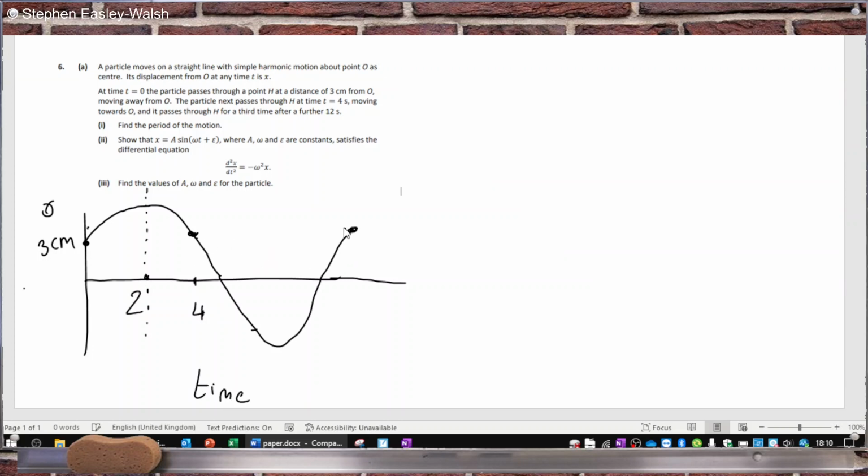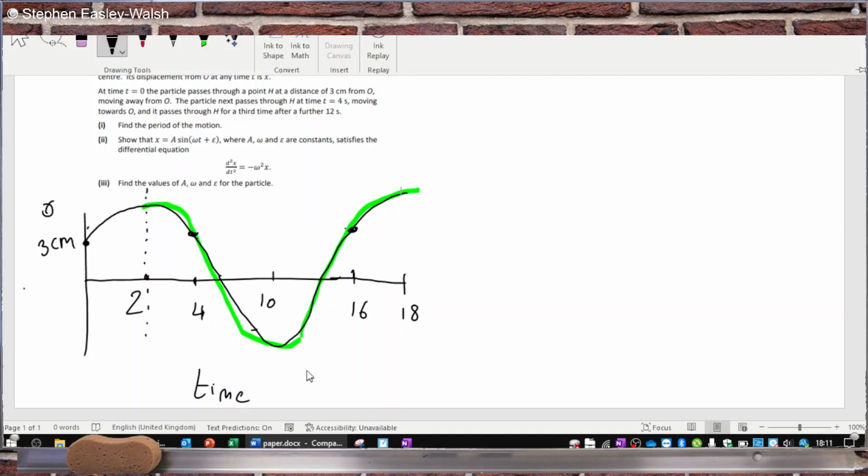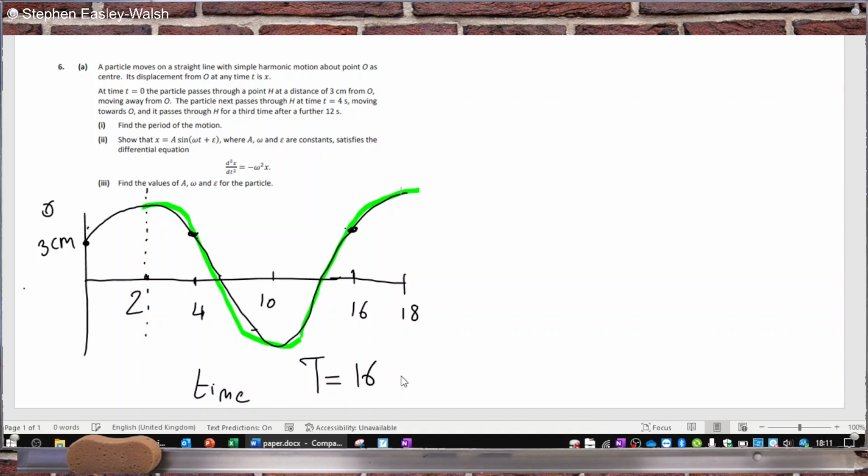That's after a further 12 seconds, so that would be at 16 seconds. I feel like this should be in the middle at 10 seconds. That will go back up, 18 seconds, because it's the same as what we had at the beginning. So I think a period would be from 2 to 18, so that's 16 seconds. I'm saying the periodic time, I'm hoping, is 16 seconds.